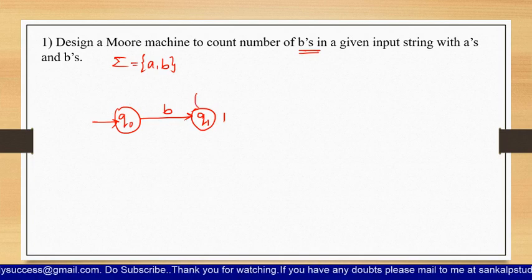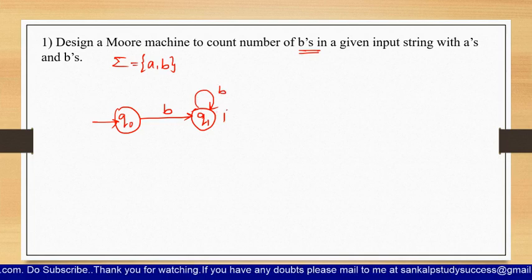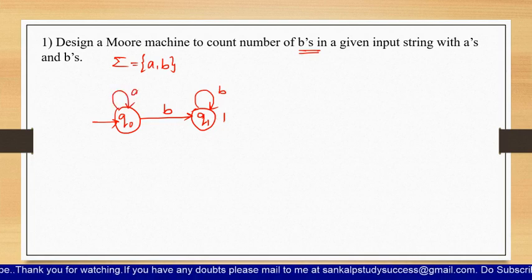Now let us give a self loop on q1 so that every time B is iterated, each and every time we will get the output as 1. So we are going to count the output. Here, if it is A, because we are having both the input symbols A's and B's, then the output becomes 0.